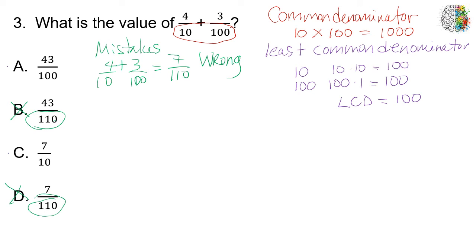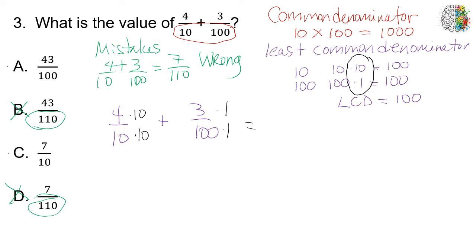So I'm going to go ahead and use my least common denominator, but you could do either one. You could use the common denominator or the least common denominator in order to solve your problem. So I've got 4 over 10 plus 3 over 100. So when I'm doing my least common denominator, I'm going to multiply the top and the bottom by the value that they need in order to get that common denominator. So for my 10, I'm going to multiply the top and the bottom by 10. For the 100, I'm going to multiply the top and the bottom by 1.